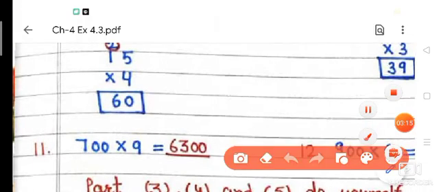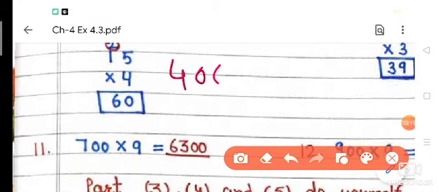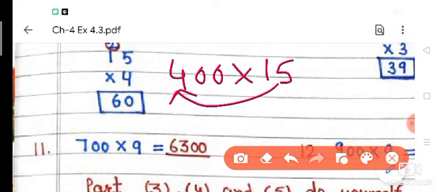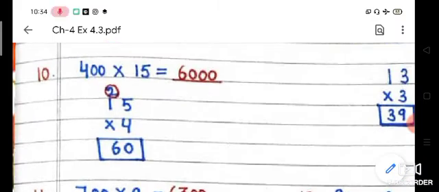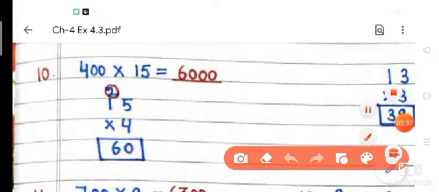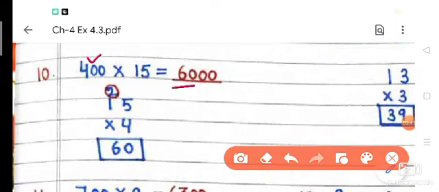10th part, 400 multiply 15. Again students, 400 multiply by 15, how will we do it? Firstly we do 15 fours, and whatever answer comes, we place 2 zeros after that. See here now, 15 fours are 60. Clear? 60 we have written and place 2 zeros after this. So the total will be 6000.